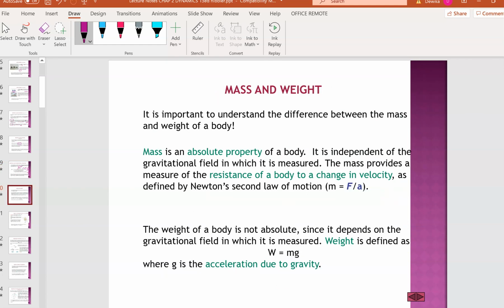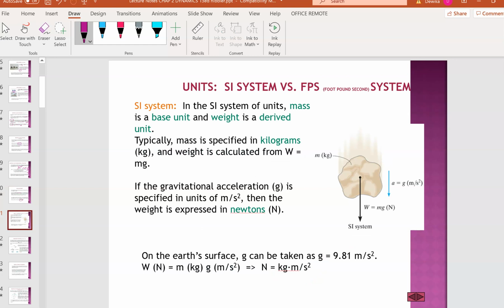So next, mass and weight. You know what mass is, right? It's an absolute property of a body, whereas weight is an acceleration that you have taken the mass multiplied with the gravity. Okay. So for SI units, we only look at SI units. For mass it is kilogram, and for force it is Newton. Force is Newton.